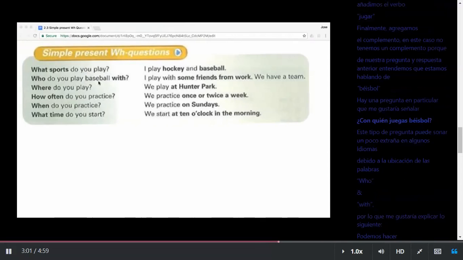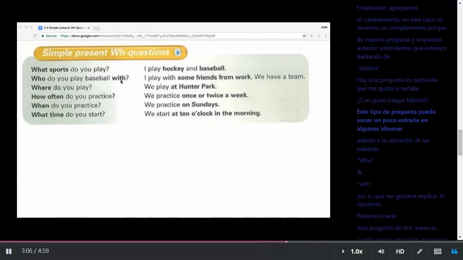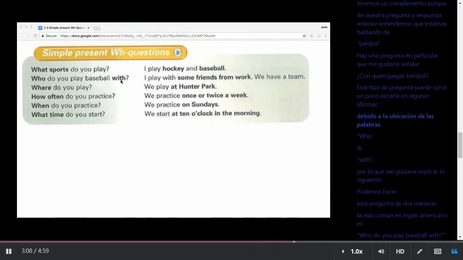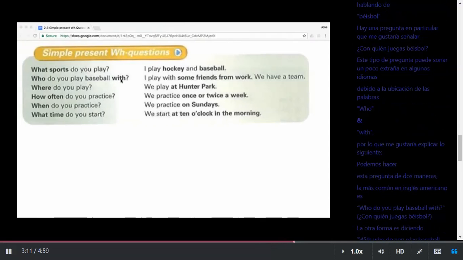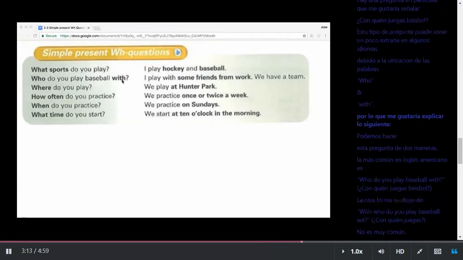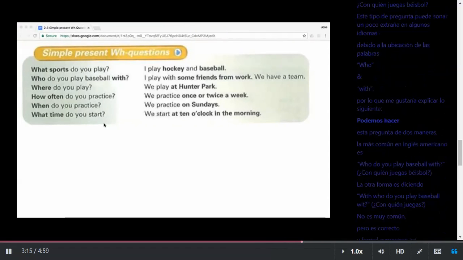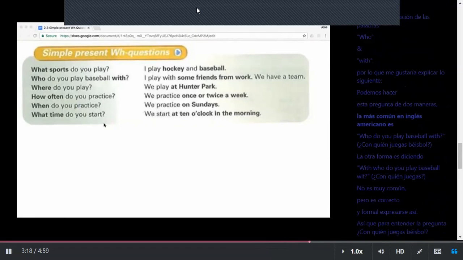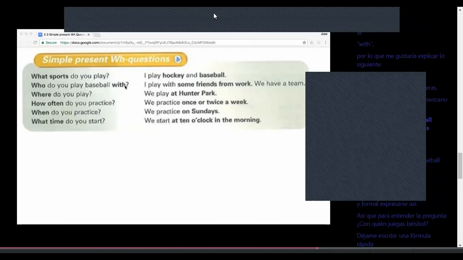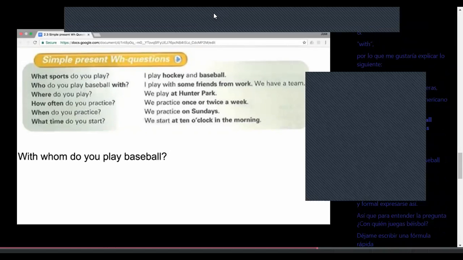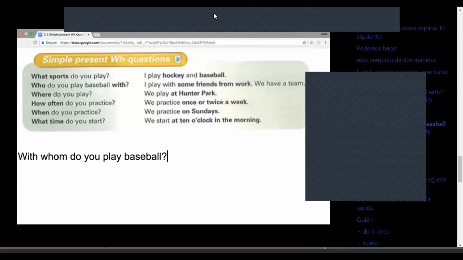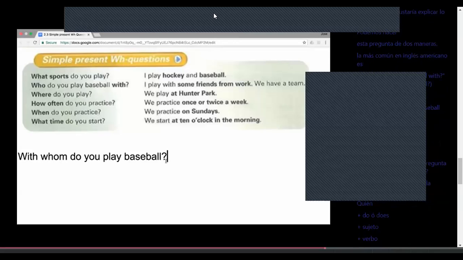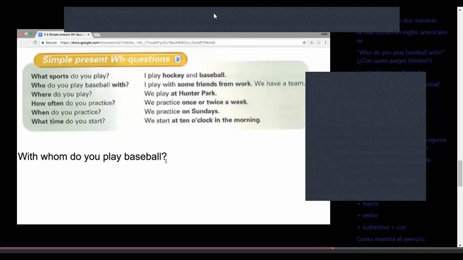There's one particular question that I would like to point out. Who do you play baseball with? This type of question may sound a little strange in some languages because of the location of the words who and with. So I would like to explain the following. We can ask this question in two ways. The most common in American English is who do you play baseball with? The other way is by saying, with whom do you play baseball? It's not very common, but it's correct and formal to express yourself like this.